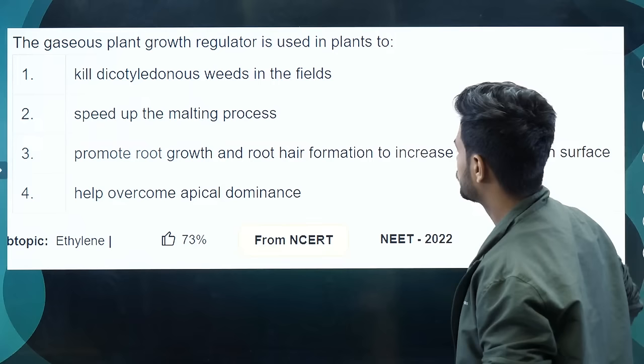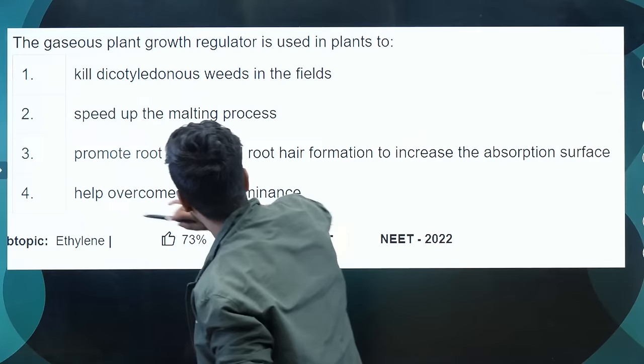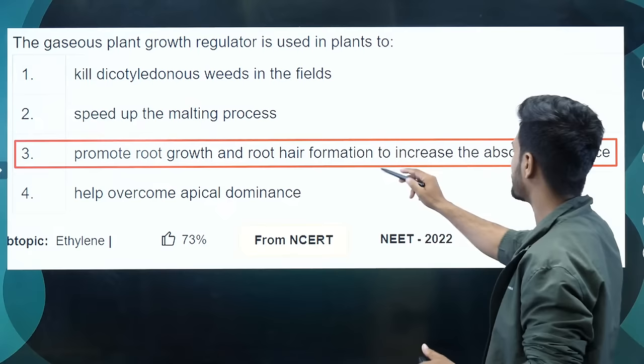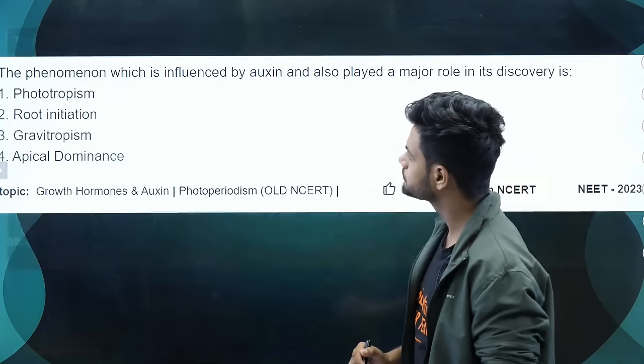Here, students, you should know the root hair. Promotion of root hair is only and only with the help of the gaseous hormone, which is ethylene. Ethylene promotes root hair formation to increase the absorption surface. Clear? Next question.